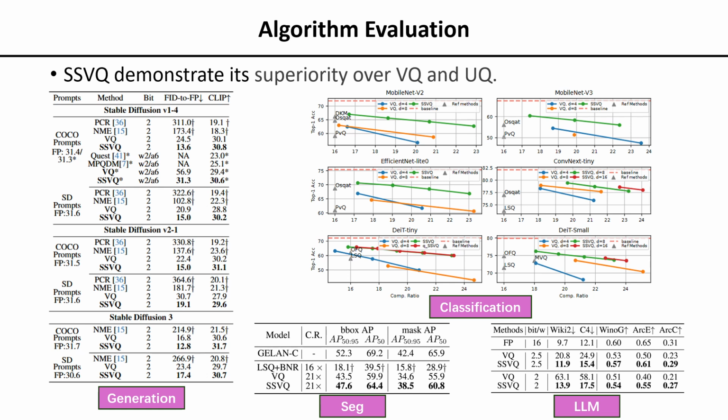Extensive experiments on various models and tasks, including classification, detection, segmentation, image generation, and popular LLMs, demonstrate that SSVQ achieves a significantly superior compression-accuracy trade-off compared to conventional vector quantization and uniform quantization methods.